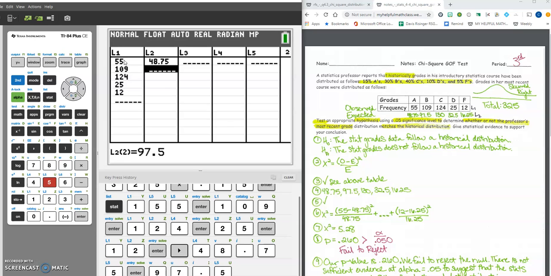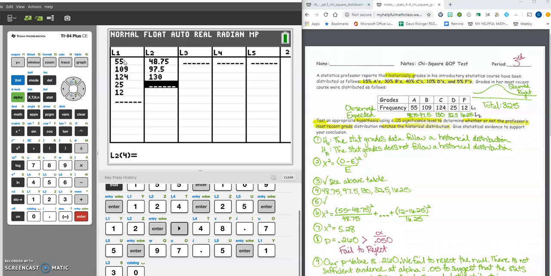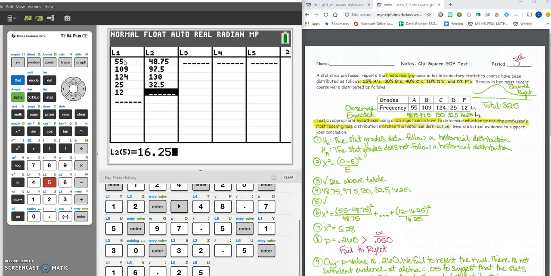97.5, 130, 32.5, 16.25. Remember, your values should line up and directly correlate to one another. And then, as I always tell you in class, double check each of these. Take the few moments it might take for you to double check and compare the notes of what you have and the values you have now inputted into the calculator to make sure they are in fact the correct values. So let me double check myself. Again, I practice what I preach.